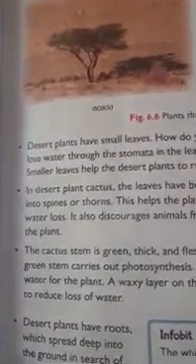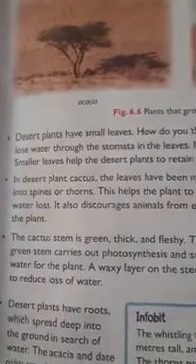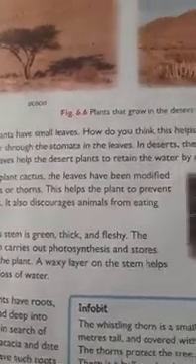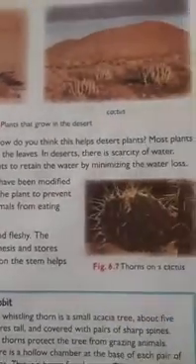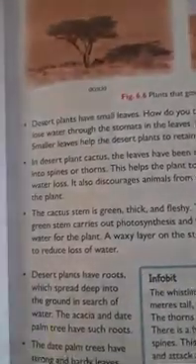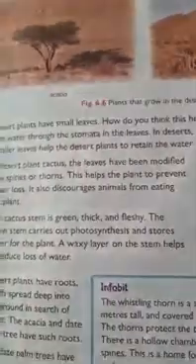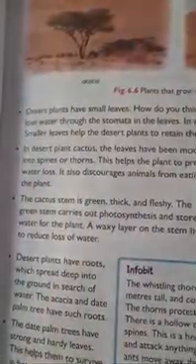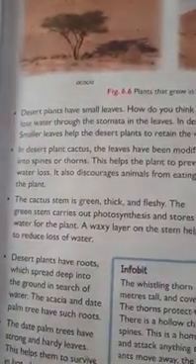So desert plants have small leaves. The first adaptation is given: desert plants have small leaves. How do you think this helps desert plants? Most plants lose water through the stomata in the leaves. See, if the leaves are big and fleshy, then through the stomata transpiration takes place, causing loss of water.